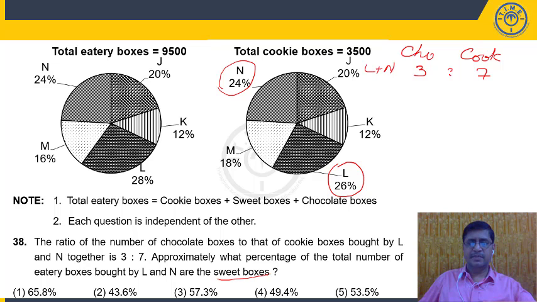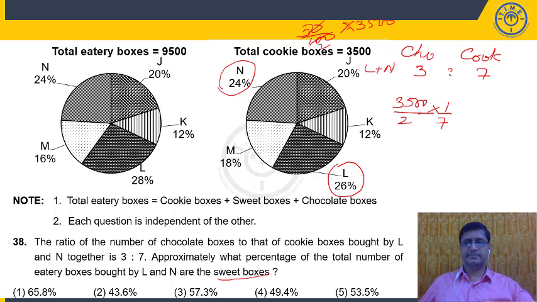50% of 3500. So 50% means 50 by 100, which means half. Half of 3500 is equal to 7 parts. What is 1 part? 1 part is equal to 3500 into 1 by 7. Am I right? So what is 1 part? 1 part is equal to this.